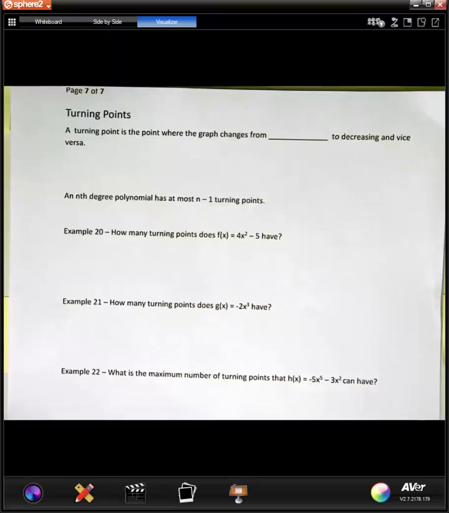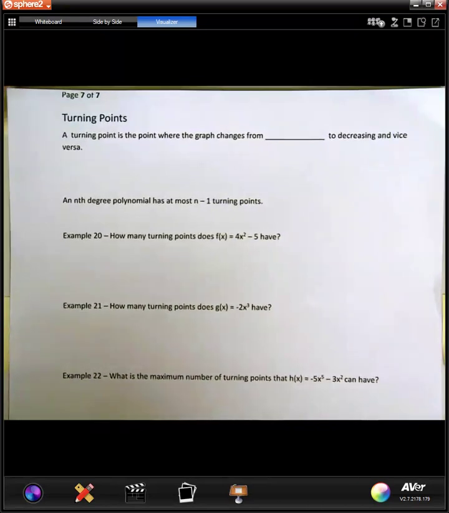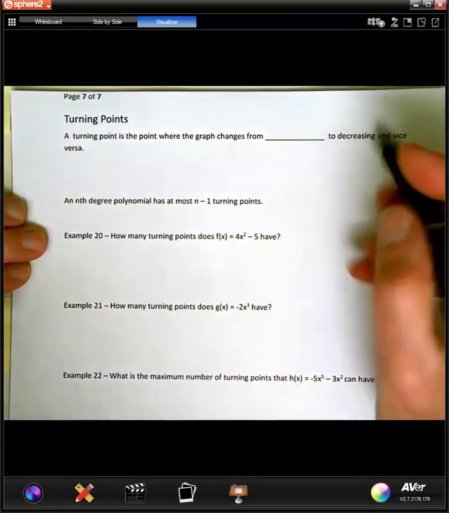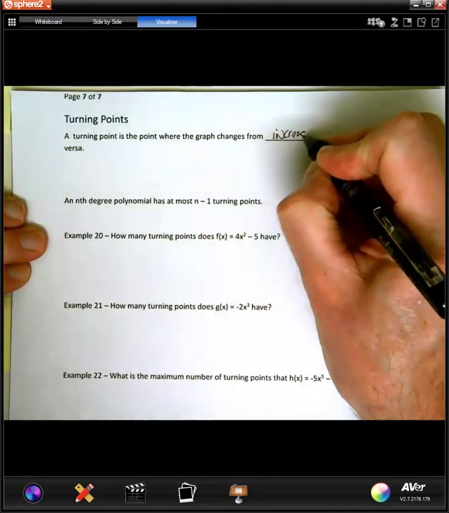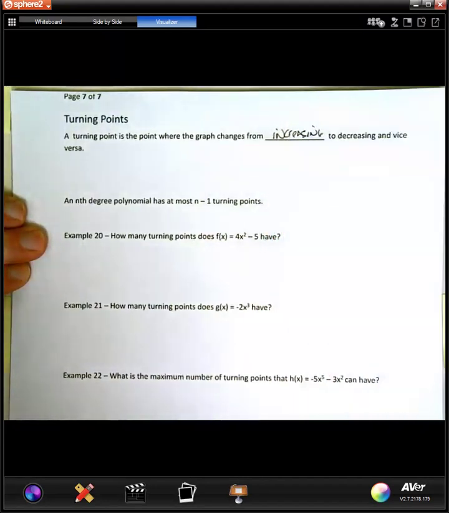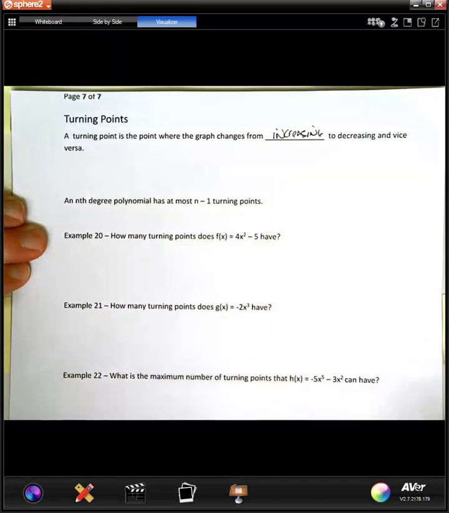We'll look at one more topic here, turning points. What is a turning point? So a turning point is the point where the graph changes from increasing to decreasing and vice versa. So every time it changes, we call that a turning point.